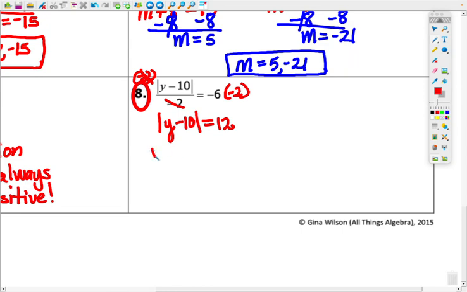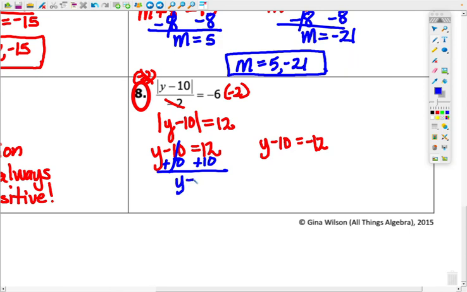Set your two cases. y minus 10 equals 12. And then y minus 10 equals negative 12. Solve each one. And check your solutions.